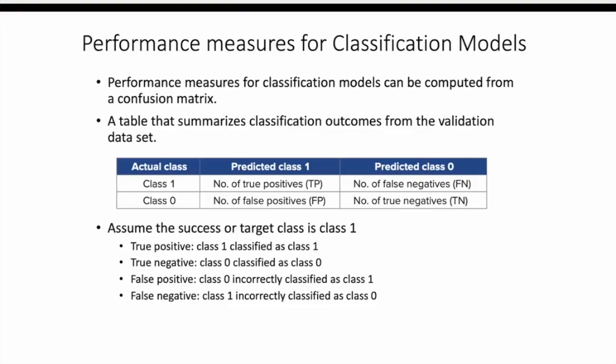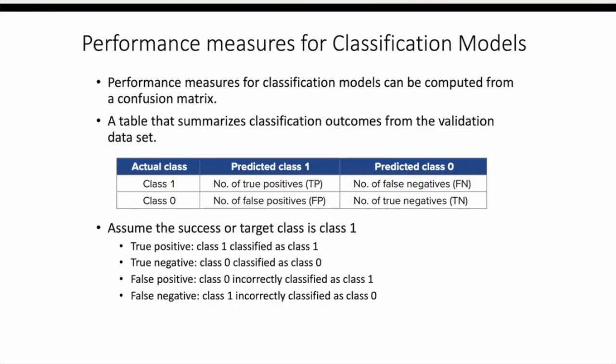The performance measures for classification models can be computed from something really nice. We call it the confusion matrix. A confusion matrix is nothing but a table that summarizes classification outcomes obtained from the validation dataset. And this example that we have, this table, is for a binary classification problem, so 0, 1. Assume that the target class, which is called the success class, is class 1, and the non-target class is class 0.